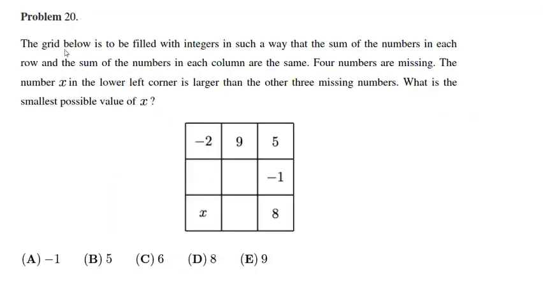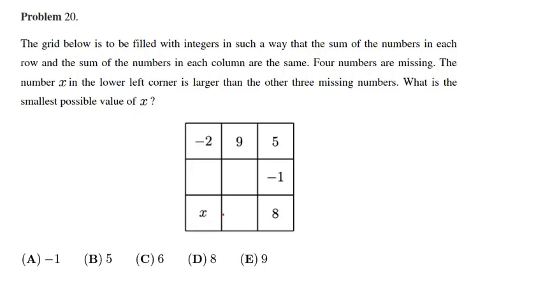Problem number 20. The grid below is to be filled with integers in such a way that the sum of the numbers in each row and the sum of the numbers in each column are the same. Four numbers are missing. The number x in the lower left corner here is larger than the other 3 missing numbers. What's the smallest possible value of x?